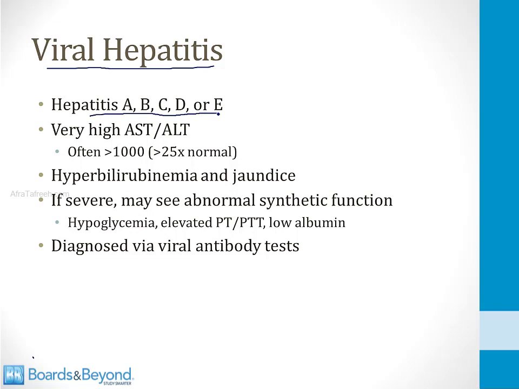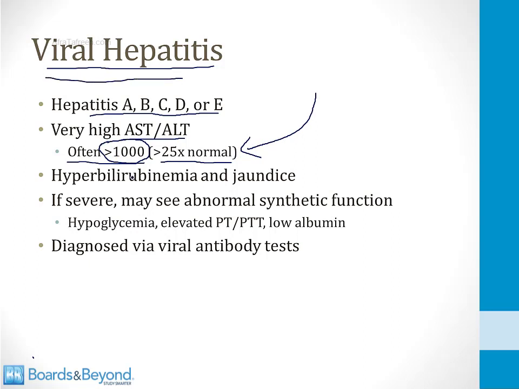They all cause a marked increase in the AST and ALT level in the serum. A normal AST or ALT level is about 50. In viral hepatitis, these levels can get over 1,000 or more than 25 times normal. There are a small number of disorders that do this, so when you see liver function tests in the 1,000, you know it's only one of a couple of things, and one of those things is viral hepatitis.